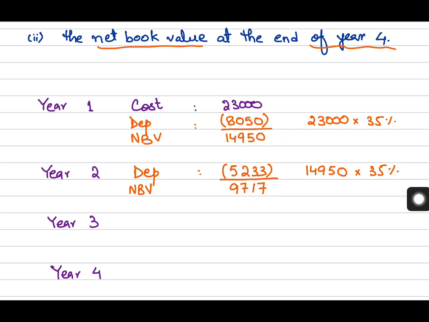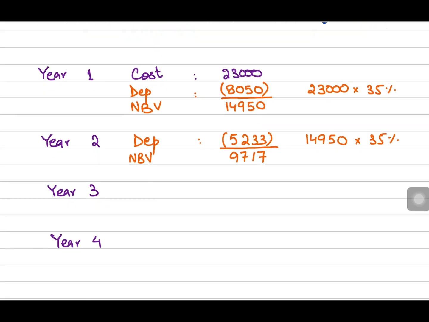Now, let us move to year 3. In year 3, we will be applying the depreciation, that is 35%, on again the net book value of 9,717, and that would be 3,400, right?